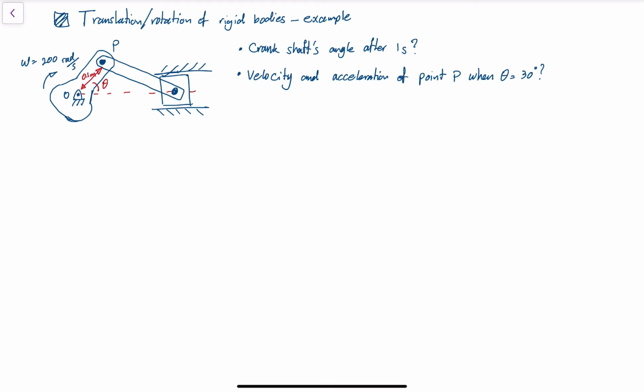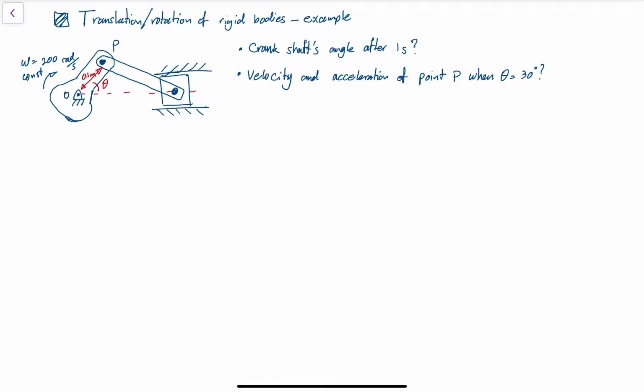So we know we have a constant angular velocity of 200 radians per second on the crankshaft. We have some dimensions of the crankshaft. We want to know, after 1 second, starting from this theta equal 30 degrees, what is the crankshaft angle after 1 second? And also we want to know at this instant what is the velocity and acceleration of point P.